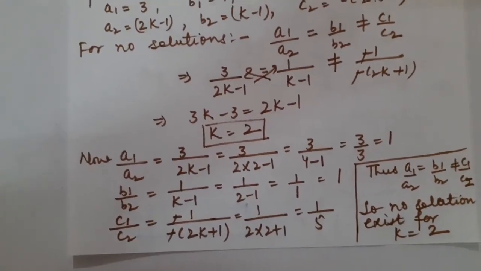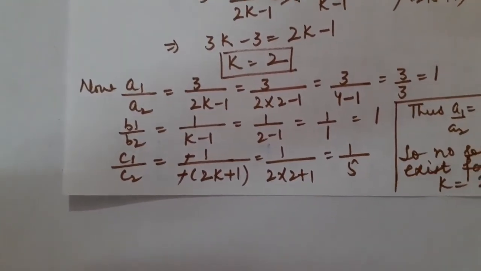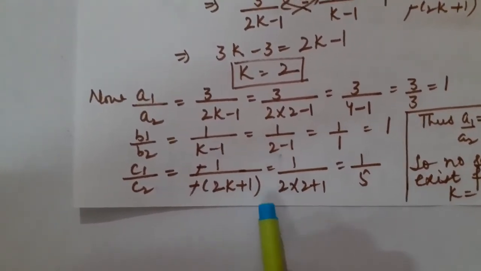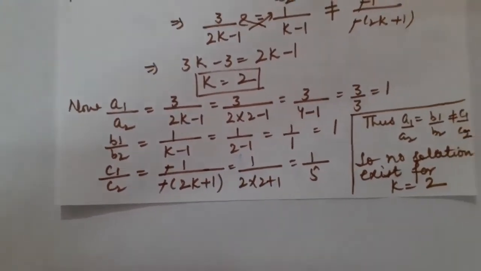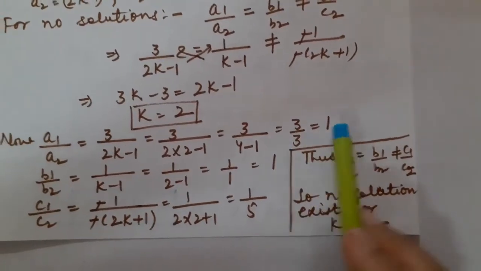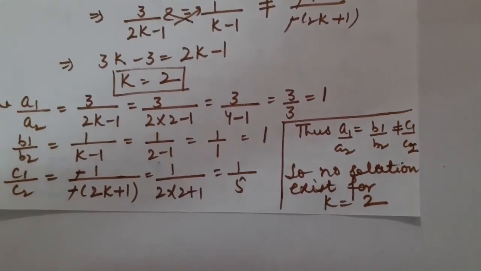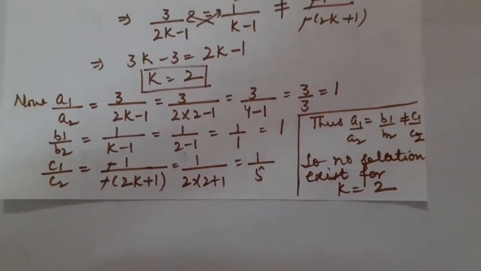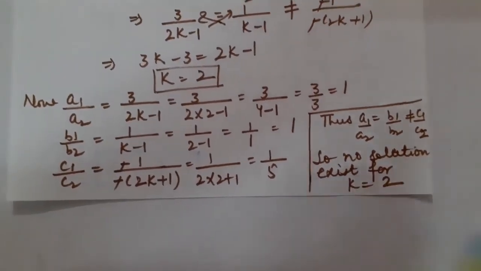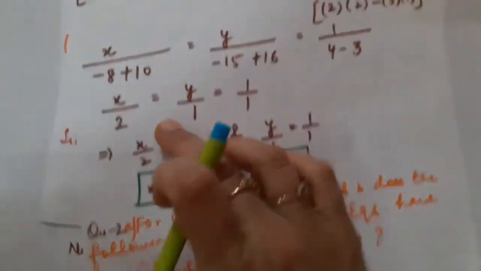Now the last value is c1 upon c2, that is 1 upon 2k plus 1. Instead of k I am going to put the value of 2. 1 upon 2 into 2 plus 1, that is 1 upon 5. Now let us check. 1 is equal to 1 but not equal to 1 upon 5. So here what can we say? That a1 upon a2 is equal to b1 upon b2 but not equal to c1 upon c2. So definitely no solution exists for what value of k? For k is equal to 2. Getting this? Okay children.